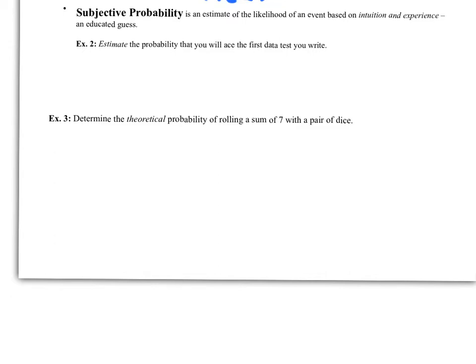Number 2. Now it's your turn. Try to estimate the probability that you will ace your first data test that you write.